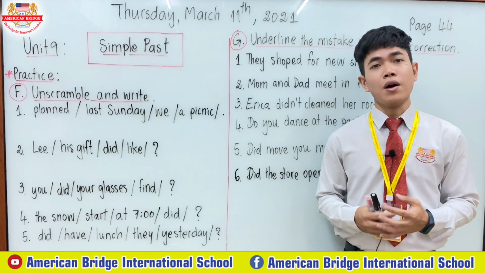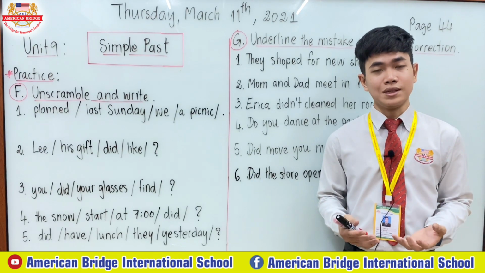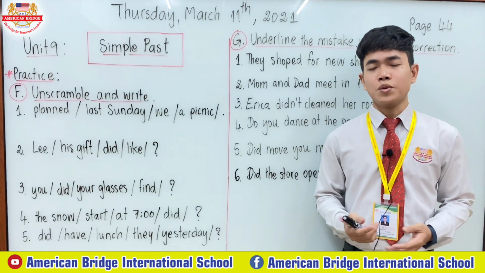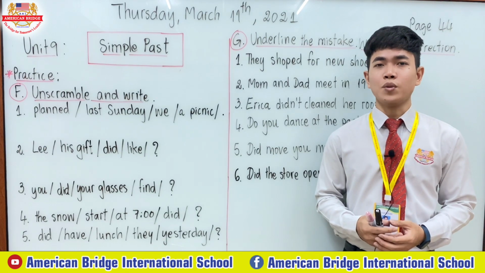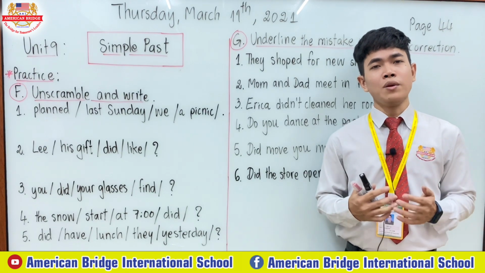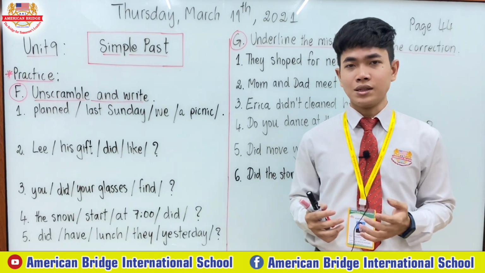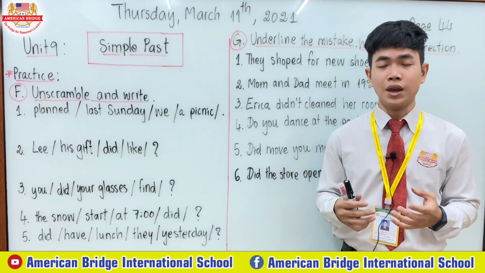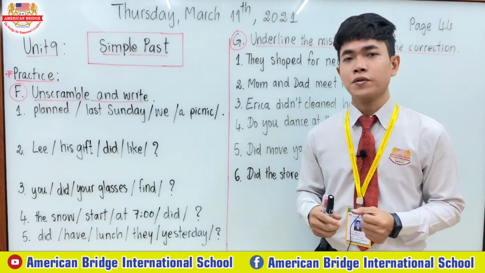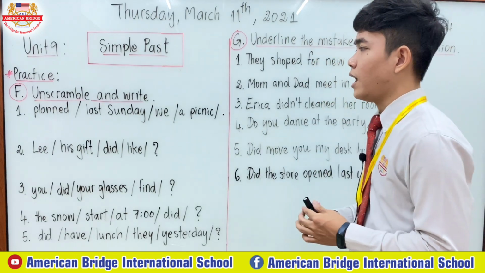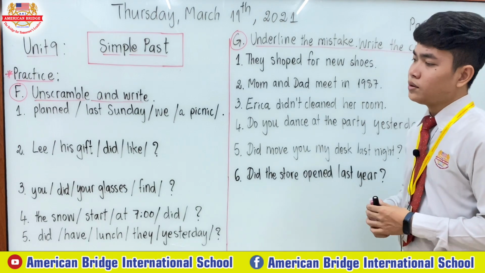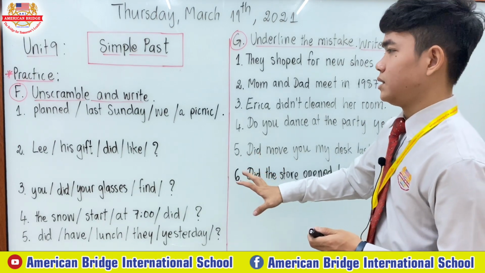So everyone, I know that you can do this exercise. Please turn your book to page 44. Make sure that you are doing the exercise with me. I will correct only two or some of the sentences in each section. So we go to section F, unscramble and write. There are 5 sentences, as you can see.